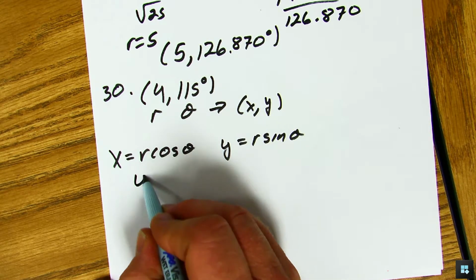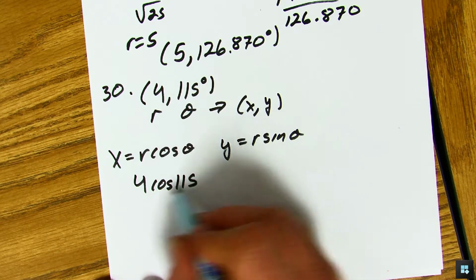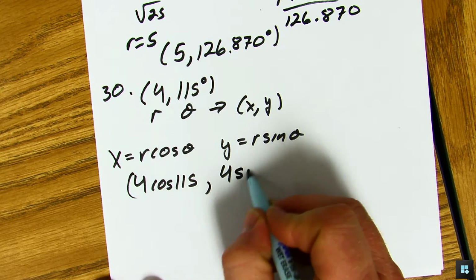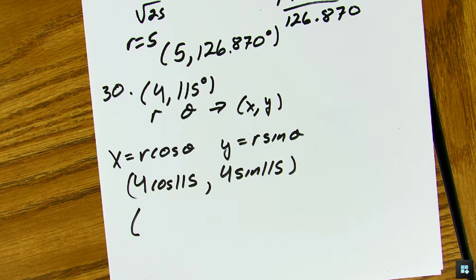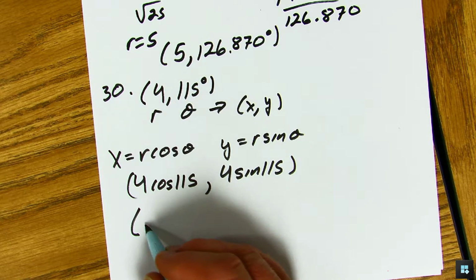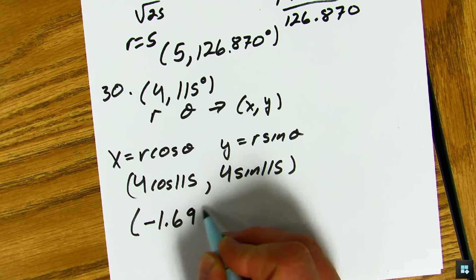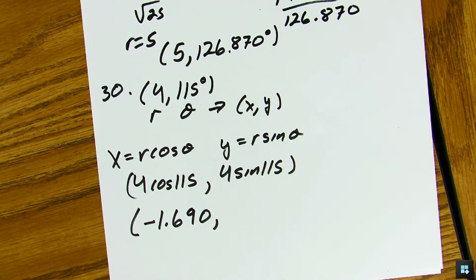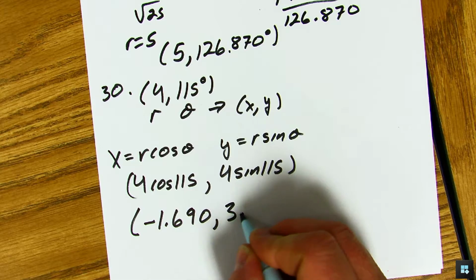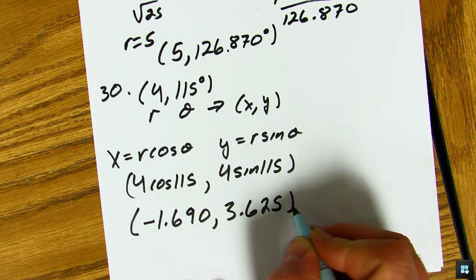Therefore, I get 4 times the cosine of 115 is my x value, and 4 times the sine of 115 is my y value. I just plug them straight into my calculator, folks. Those are degrees, so make sure you're in degree mode. So 4 cosine 115 is negative 1.690. Then 4 times sine of 115 is 3.625. And there's your answer.